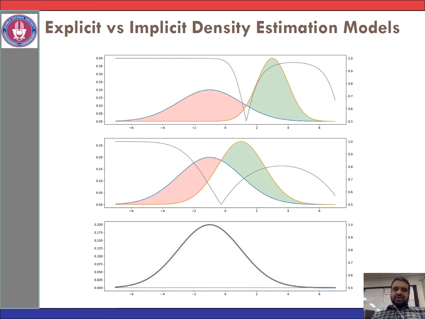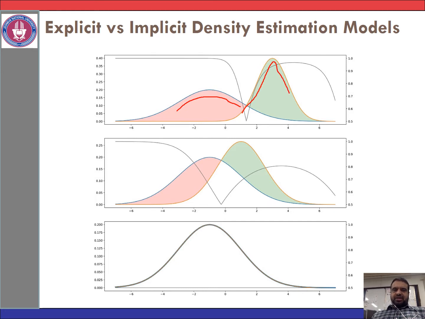However, in terms of the implicit density estimation models, there are actually two models that are fighting against each other to learn the exact data distribution. So here we can see again that this is the data distribution, the training data distribution, and this one is the initial data distribution that is generated by the model using the random weights.